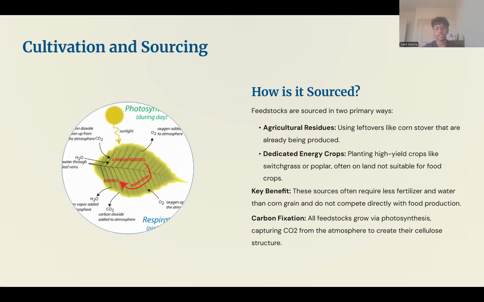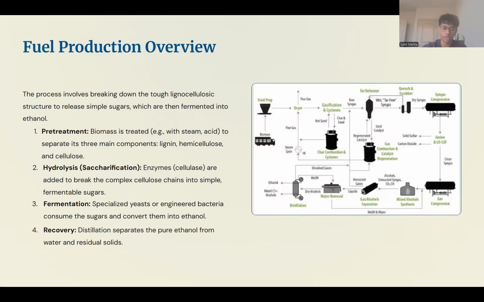Carbon fixation is where all of the feedstocks grow through photosynthesis and they capture CO2 from the atmosphere to create their cellular structure. So this chart is a fuel production overview. There's four stages. There's the pre-treatment where the biomass is treated with steam or acid to separate the three main contents of lignin, hemicellulose, and cellulose. Then there's hydrolysis, where the enzymes are added to break the complex chains into more simple monohydrates or fermentable sugars.